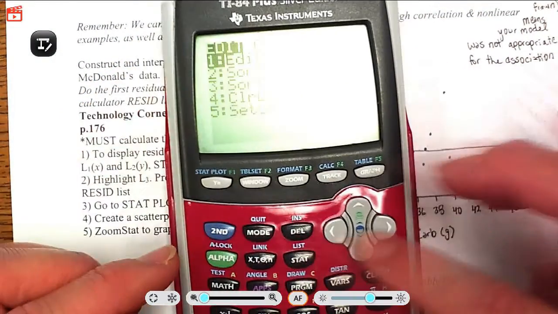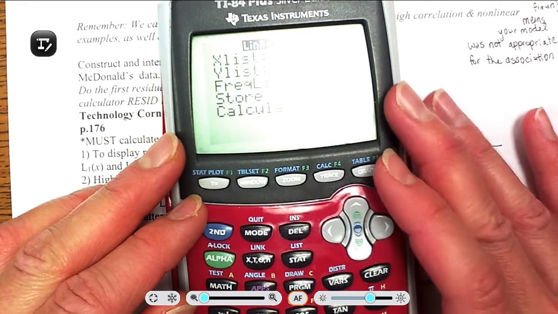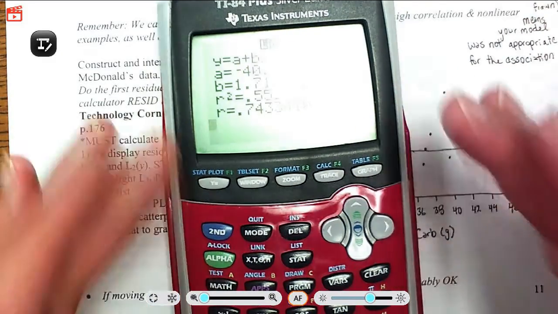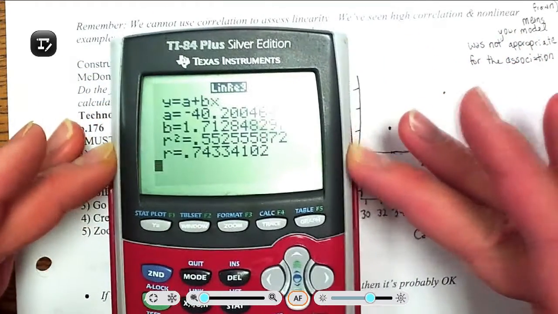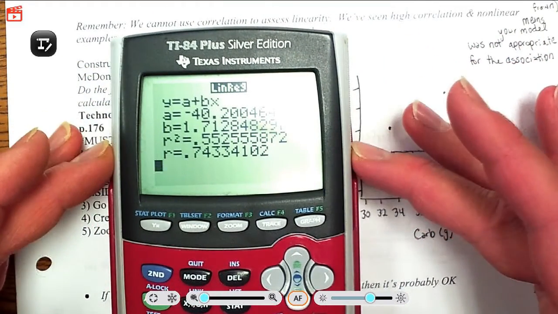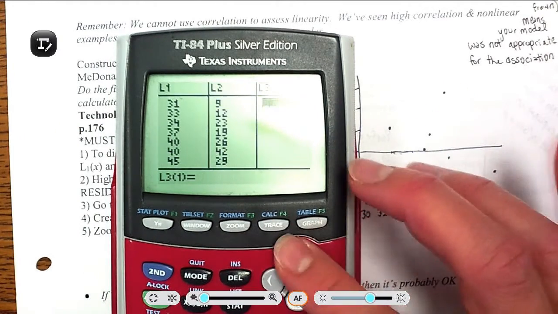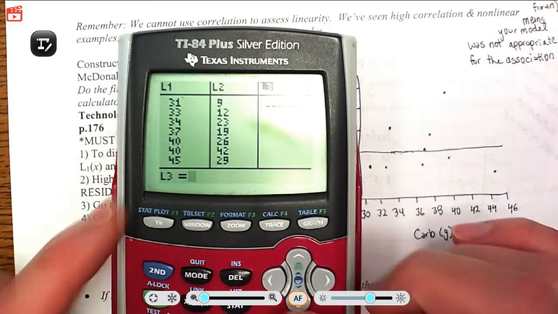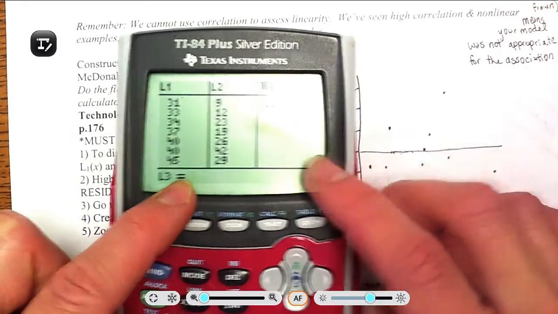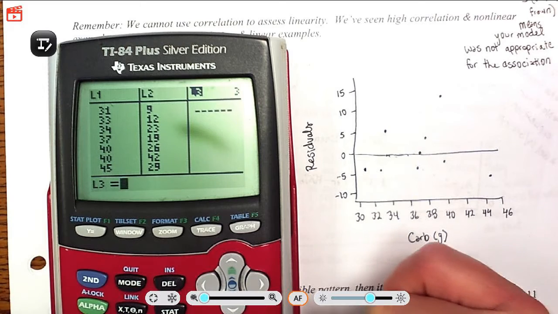When you go stat, calc, option 8 linear regression, and you tell it to pull from L1, L2, in the background, the calculator has stored a residual list. You never asked it to, it just always does it. Pretty sneaky, right? For the calculator to be doing things you didn't ask it to do. So if I go to L3 and I hit enter, this starts to blink, and it's kind of asking me, what do you want to do here?